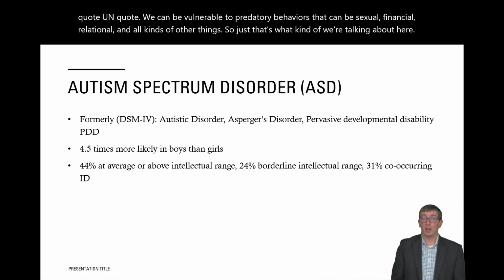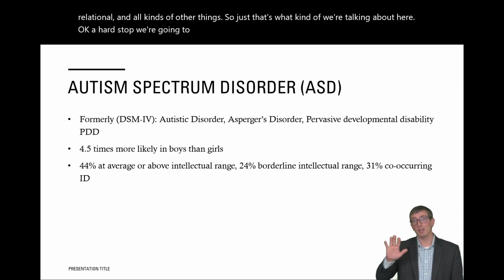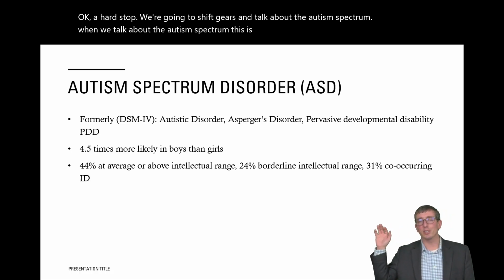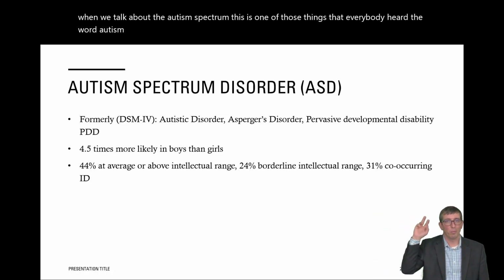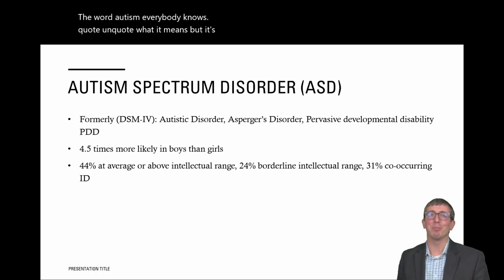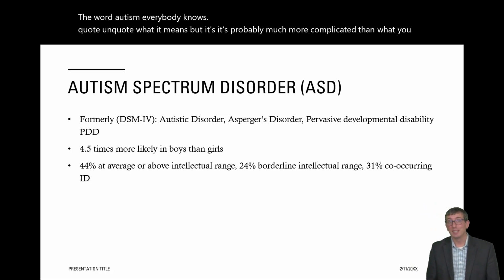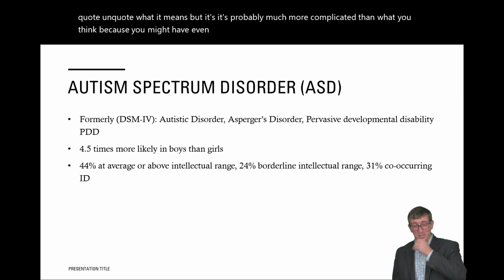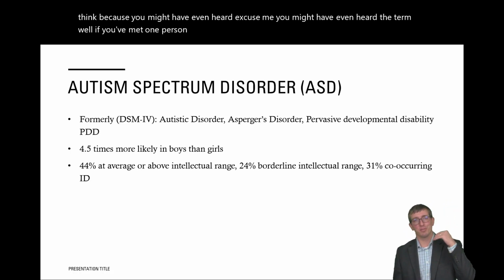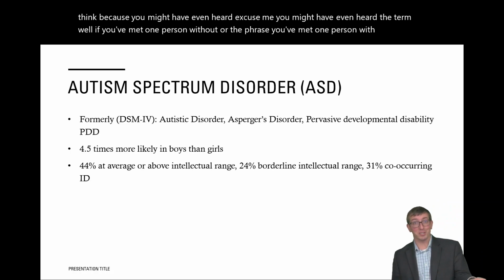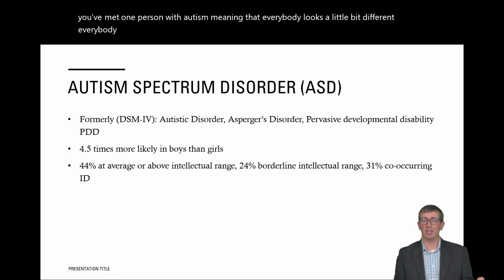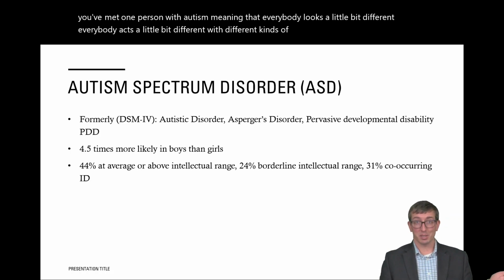Okay, hard stop. We're going to shift gears and talk about the autism spectrum. When we talk about the autism spectrum, this is one of those things that everybody's heard the word autism. Everybody knows, quote unquote, what it means, but it's probably much more complicated than what you think, because you might have even heard the phrase, if you've met one person with autism, you've met one person with autism, meaning that everybody looks a little bit different, everybody acts a little bit different with different kinds of behaviors, but we're all on the spectrum.